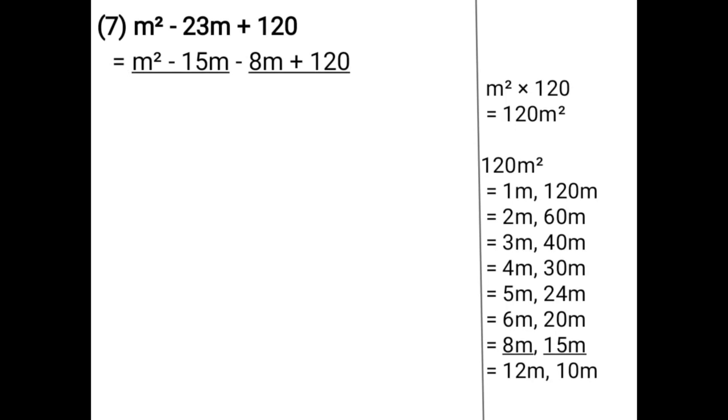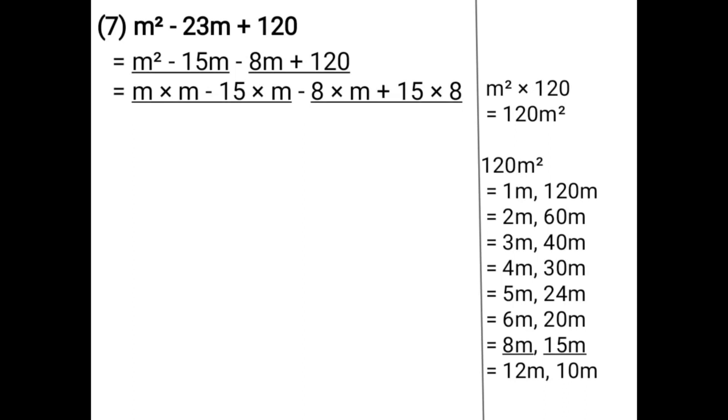Write it in multiplication form, that is equal to m square is m into m, minus 15m is minus 15 into m, minus 8m is minus 8 into m, plus 120 number you have to write 8 table, that is plus 15 into 8. Underline and make the groups. Then after that you have to circle which is common in first group. M is common in first group, so m you have to write outside the bracket, and inside the bracket you have to write which is uncommon, m minus 15.